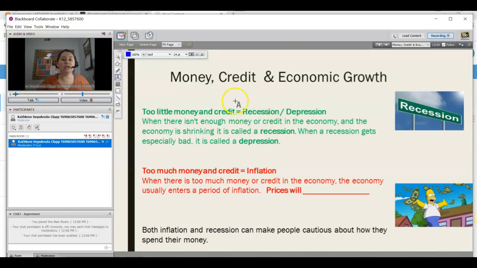All right, so money, credit, and economic growth. We have to understand that too little money and credit will equal a recession or a depression. When there isn't enough money or credit in the economy and the economy is shrinking, it is called a recession. When a recession gets especially bad, it is called a depression.